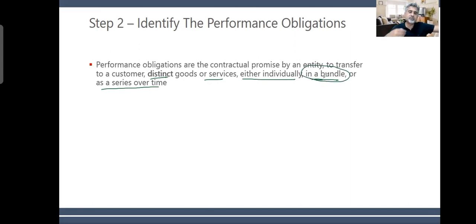Two things: delivery of vehicle and provision of services. It could be individually. I'm selling you a mobile phone, that's it, without warranty or whatever. Or it could be a series over time, something which will be repeated over a period of time. Just like I gave you example, these lessons, 16 lessons or 20 lessons. So these are called performance obligations.